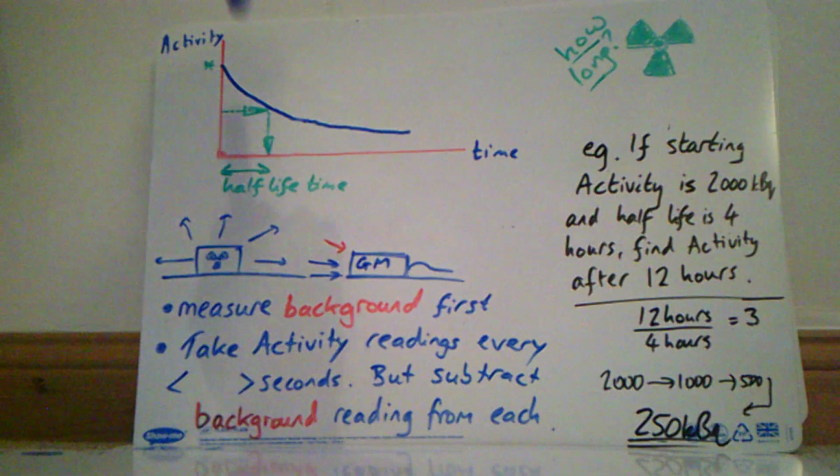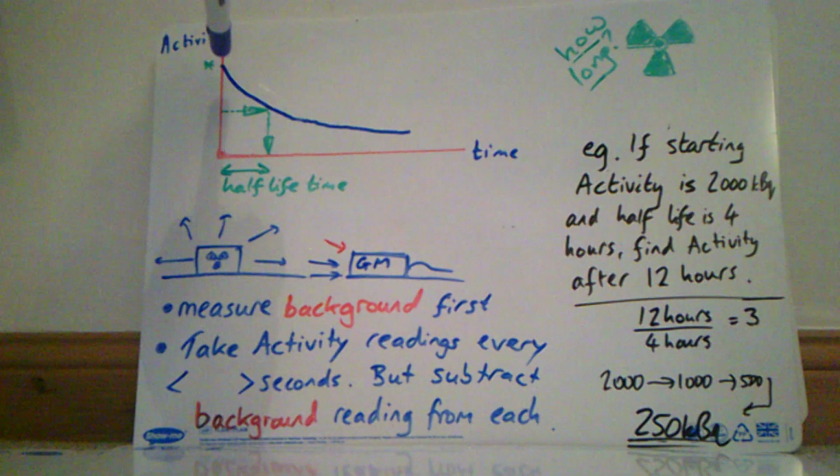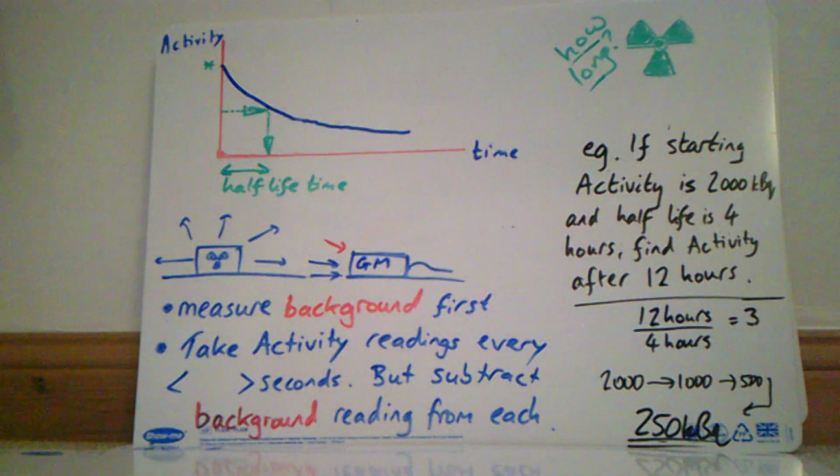So you're getting the activity and time readings, which you can plot on the graph, but before you plot it on the graph, you subtract the background reading. Okay?